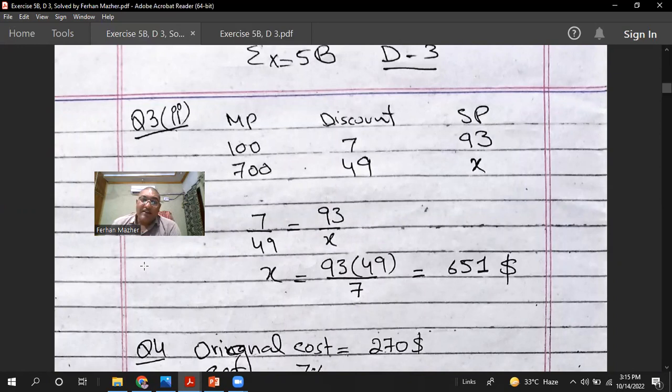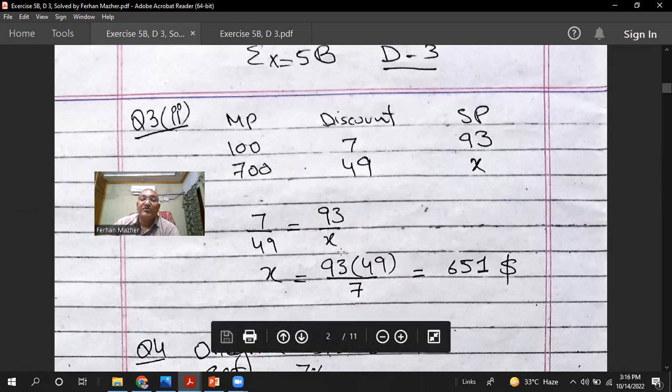So the actual mark price is 700, which we just calculated in the first part, and discount is $49. So how much is the sale price? There are two methods. One method is this ratio method. So I'm going to use the ratio proportion of these quantities. So it will be 7 by 49 equals 93 by x.